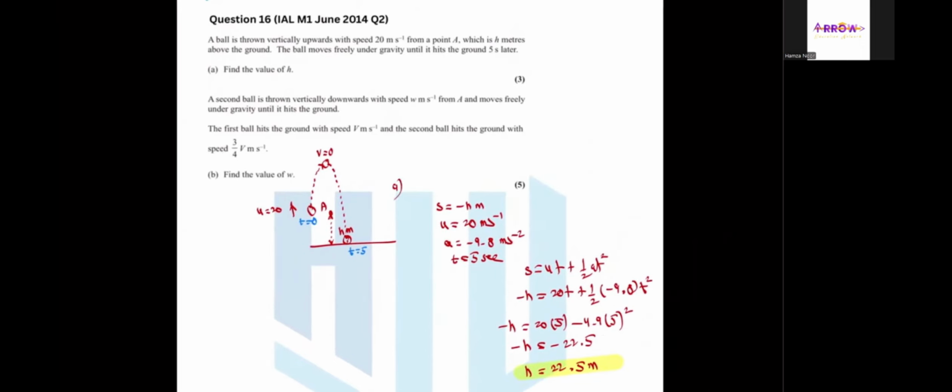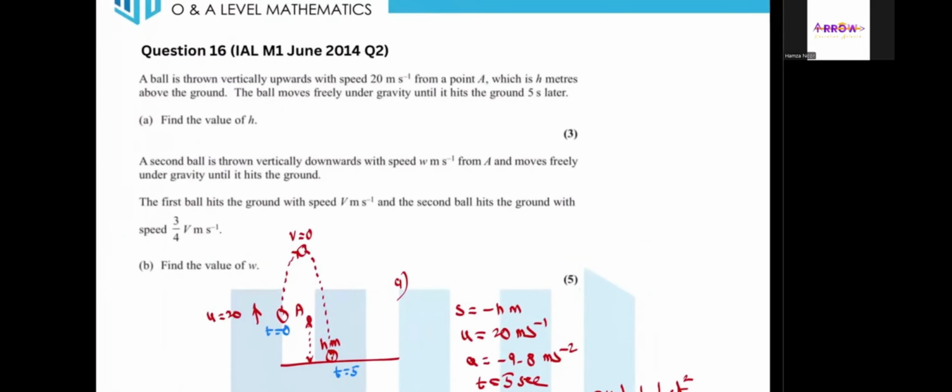Now let's move on to part B. It says that a second ball is thrown vertically downwards with a speed of w meters per second from A and moves freely under gravity until it hits the ground. The first ball hits the ground with a speed v meters per second, where v is an uppercase letter, and the second ball hits the ground with a speed of 3 over 4 times v meters per second. Find the value of w.